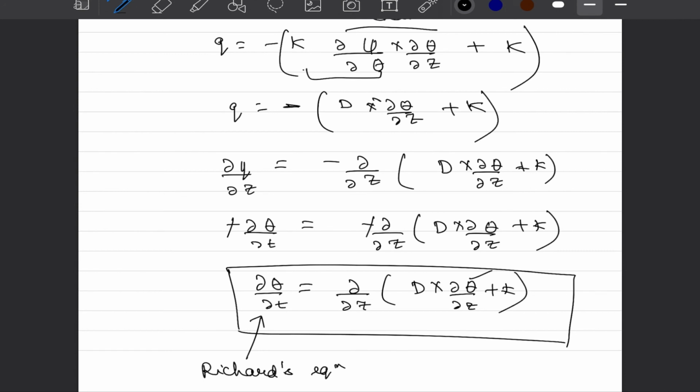You can see that solving this equation is not going to be that easy without making some simplifications, such as what is the fate of D, how K is varying with respect to theta, and so on. So different solutions, specifically approximate solutions, are proposed for this equation, and we will talk about the final forms of these approximate solutions in our discussions on infiltration. Thank you.